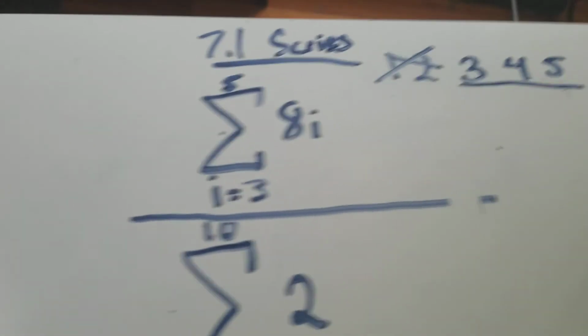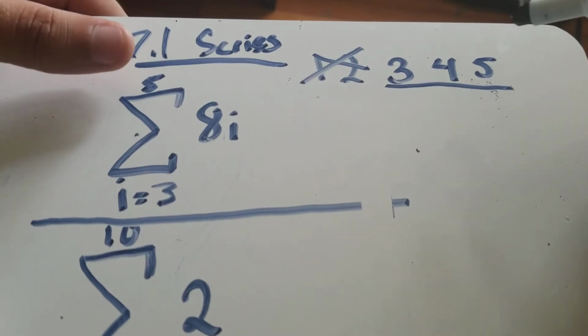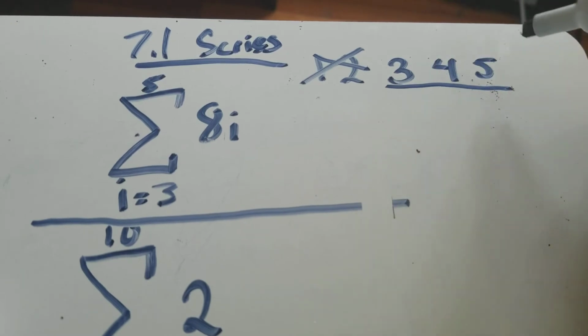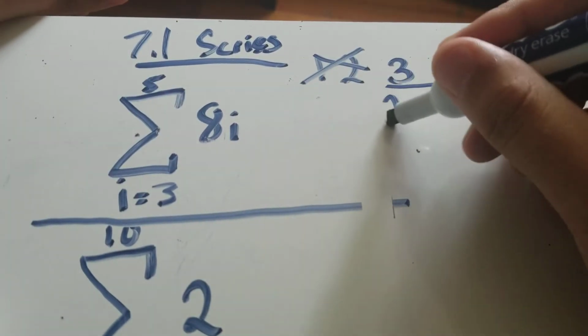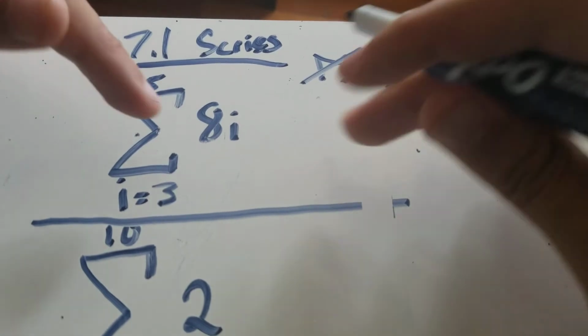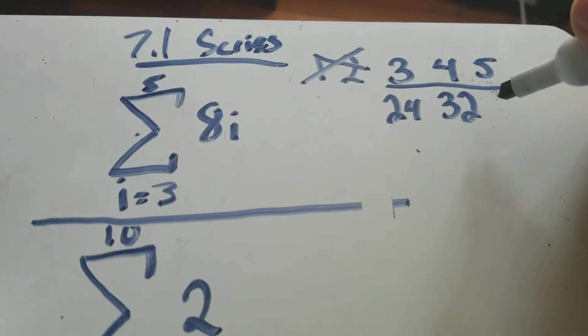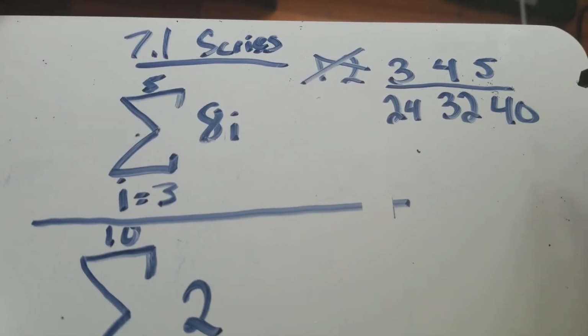Now let me move this into the camera's view. So I got 3, 4, and 5. Now let's see what each value of this equation is at 3, at 4, and at 5. Well, 8 times 3: 8, 16, 24. 8 times 4: 8, 16, 24, 32. And 8 times 5 is half of it times 10, which is 40.